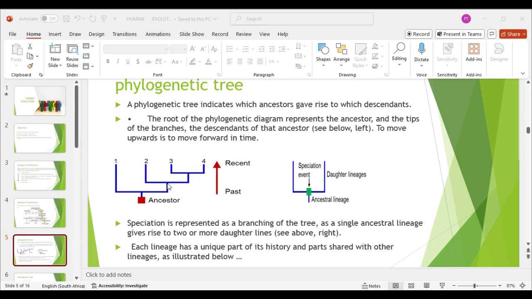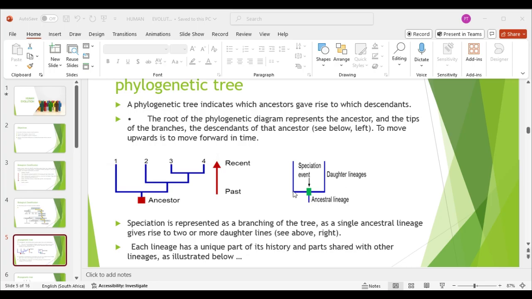We also have the branches. At the tip of the branches are the descendants. As I've shown you, these are the roots, these are the branches, and these are the tips. The phylogenetic tree is read from the past going to the recent. On my other side, we have a speciation event. Speciation is represented as a branching of the tree, where a single ancestral lineage gives rise to two or more daughter lines.